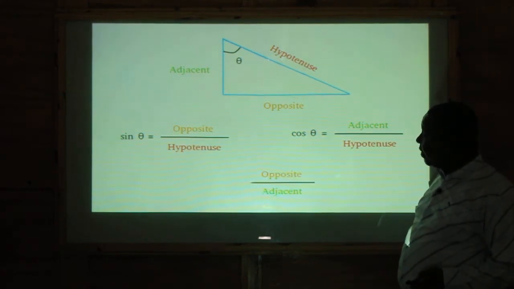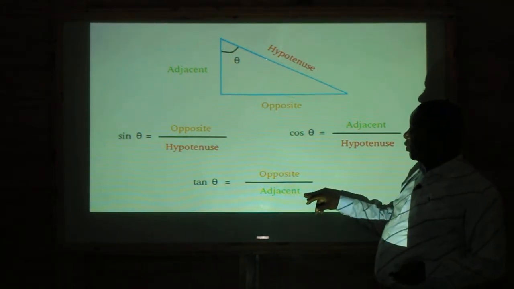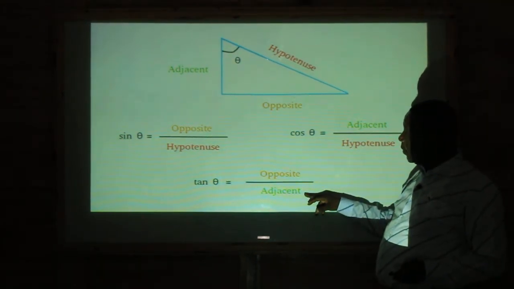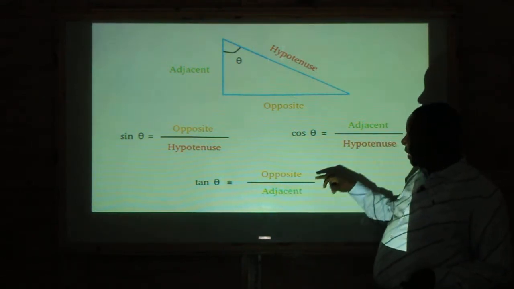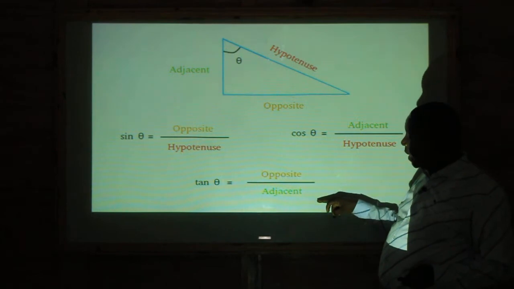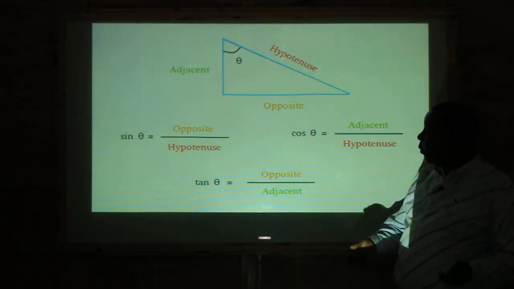Then finally, we have the tan. The tan is always opposite all over adjacent. So it's only the sine and the cosine that have the hypotenuse. For the tan, it is always opposite all over adjacent. All right? I'm sure this one is very, very clear.